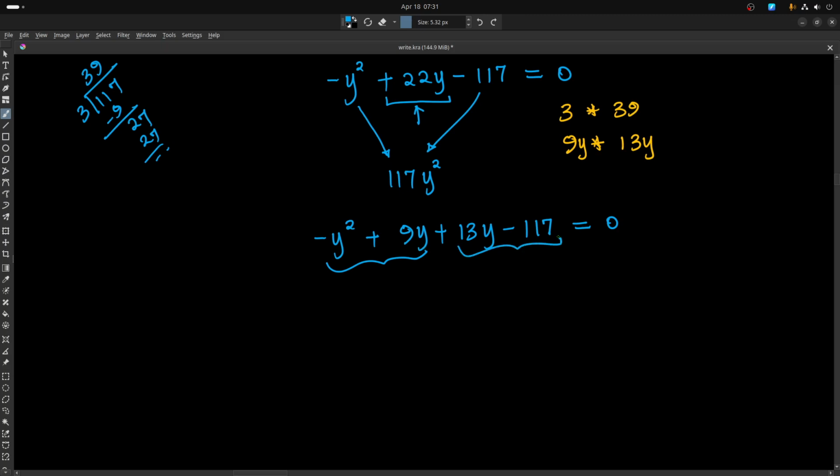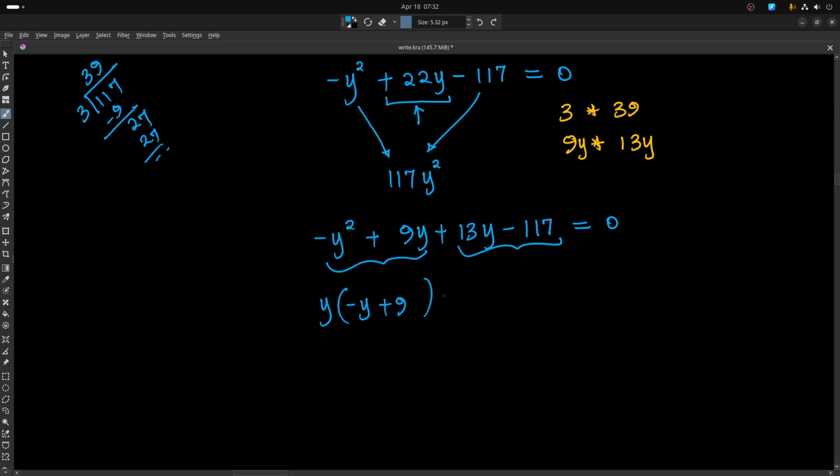In the first pair, the common factor is y. So let's factor out y. Negative y squared divided by y, that's going to give us negative y. And then 9y divided by y, that's going to give us plus 9.